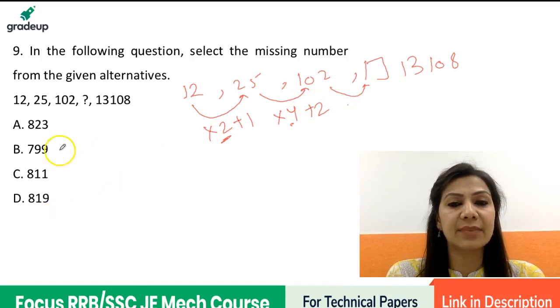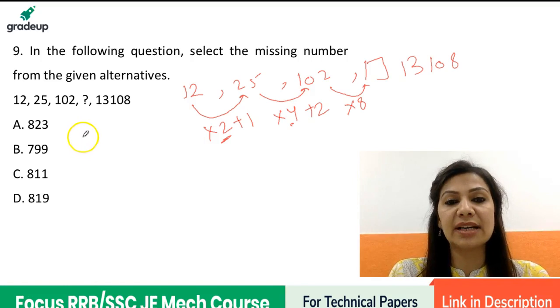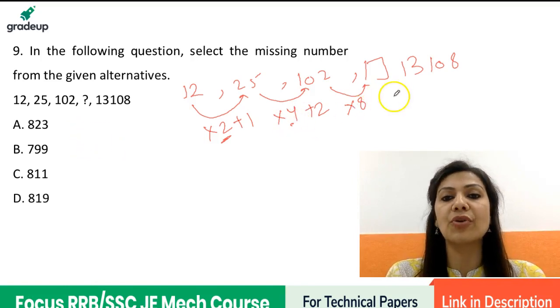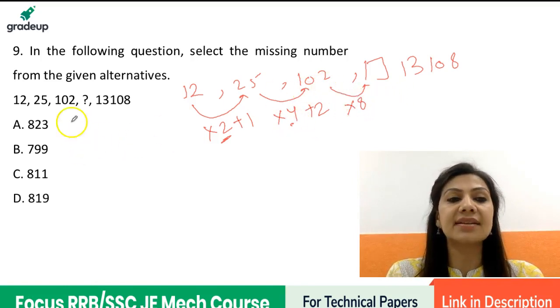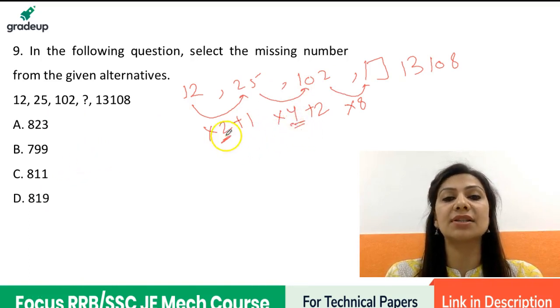But 600 something, you are not having any option. So it is the multiplication of 8, because there can be two things. It is the multiplication of even numbers, so 2, 4, the next will be 6. But 600 something is not given in the options. So next you are multiplying by 4, because 2 into 2 is 4.